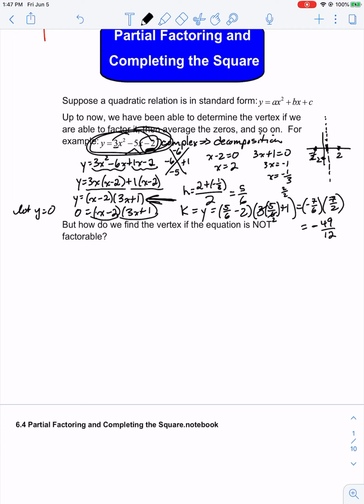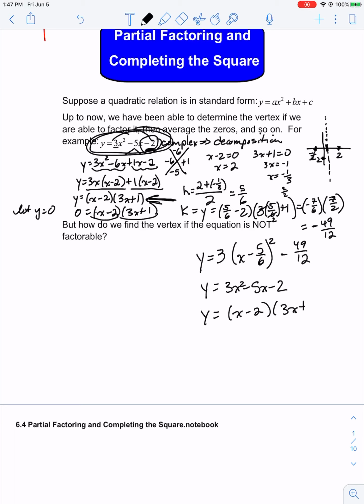And so you get a final equation of y equals, what's a? A is equal to 3, x minus 5/6 squared minus 49/12. Okay, so we now have all three versions of this equation. We started out with standard form, which was y equals 3x squared minus 5x minus 2. We turned that into factored form, which is y equals x minus 2, 3x plus 1.